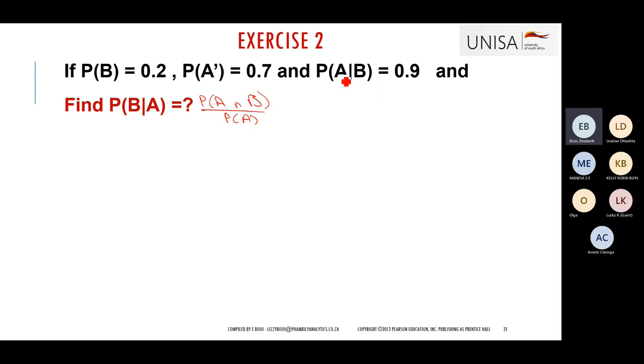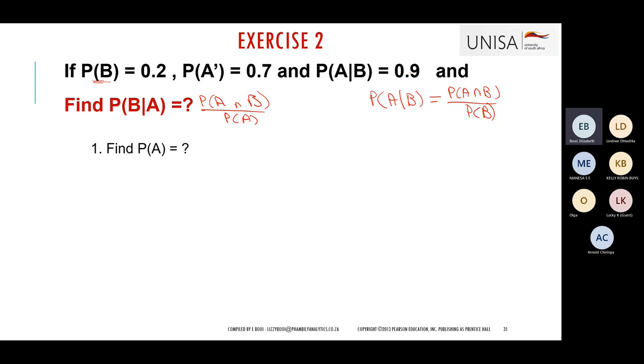So what do we know about this probability of A given B? The probability of A given B is equal to the probability of A and B divided by the probability of B. Now, if I know the probability of A given B is 0.9, I can calculate the probability of A and B because I'm also given the probability of B. Then I can use that in the formula to calculate my probability of B given A. That is the process you need to use: find the formula, look at what you are given. Is it sufficient? If not, what else can I use from the formula to find the answer?